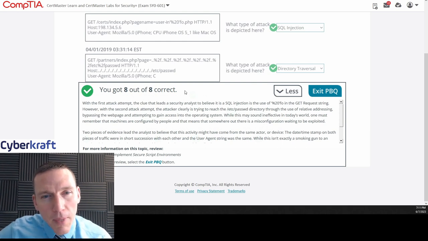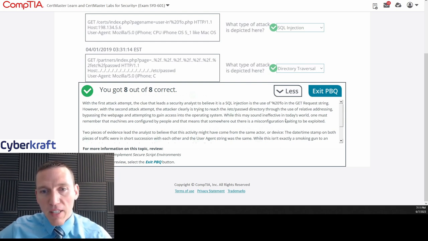Okay. Now here, %20, I've got to refresh myself on what these represent. I'm pretty sure that's apostrophe. All right. And so the second attack attempts to bypass the etc, trying to reach the etc password directory, that's pretty clear from the request. Through relative addressing, bypassing the web page, and attempting to gain access to the operating system.